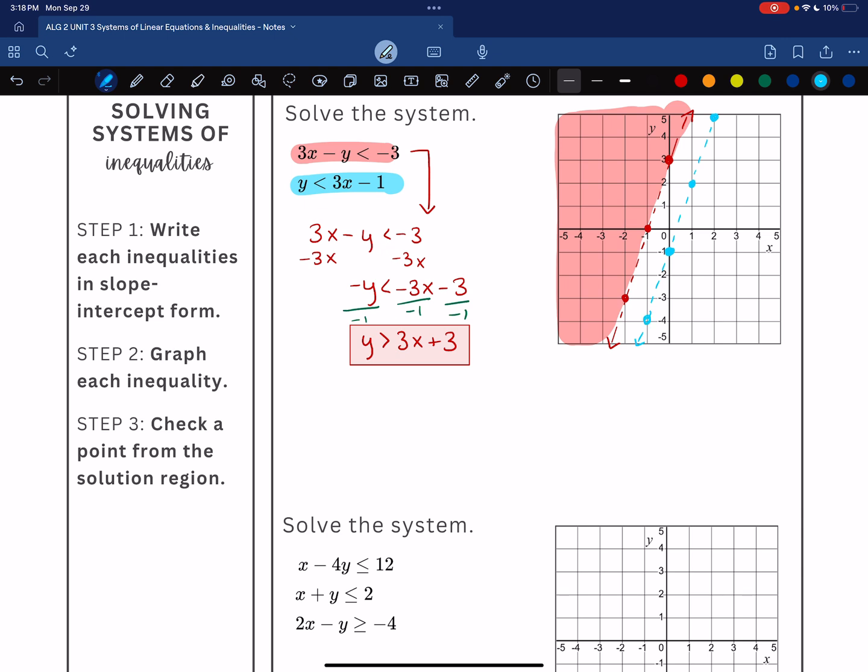Just like that. And then we want to shade according to what our blue inequality says. It says y values less than. So I need to shade everything below this line. Below the line's going to be here.